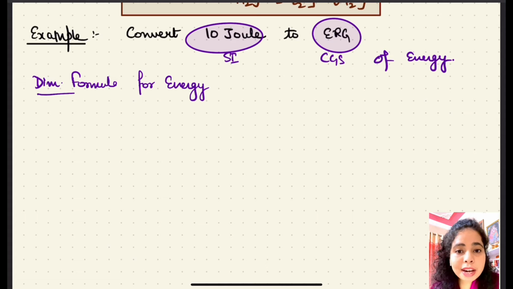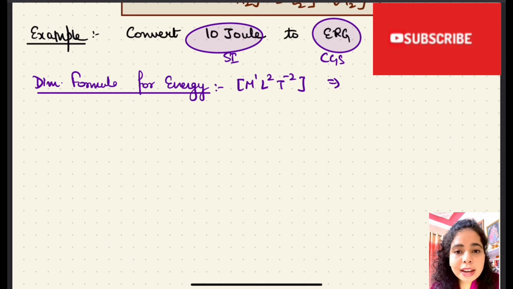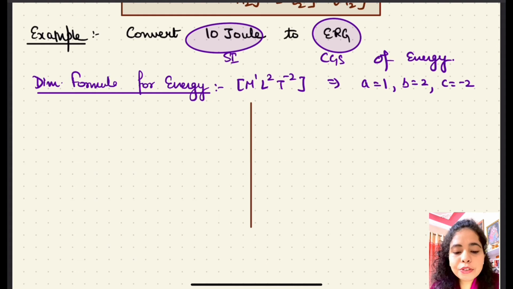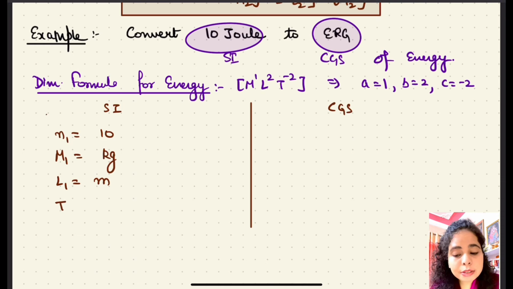So we need to write down the dimensional formula for energy, which is M^1 L^2 T^-2. Here we have the values of a, b, and c: a = 1, the power of M; b = 2, the power of L; and c = -2, the power of T. Now we will divide the space into two halves, and convert SI system to the CGS system. On one side we will write SI, on the other side CGS. So n1 = 10, and in the SI system we measure mass in kg, length in meter, and time in second.